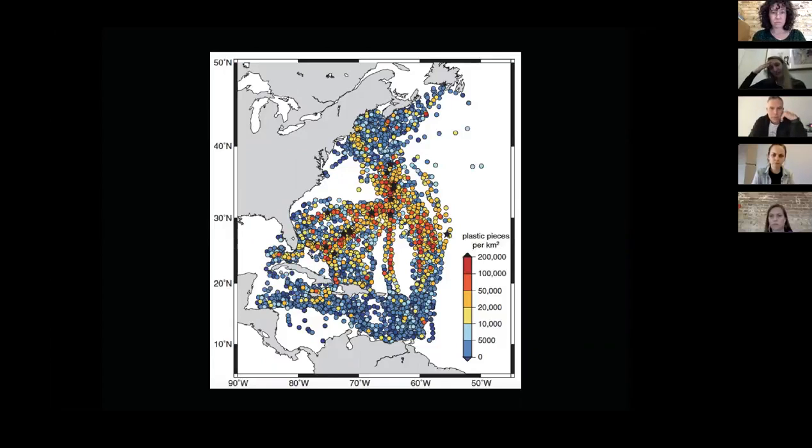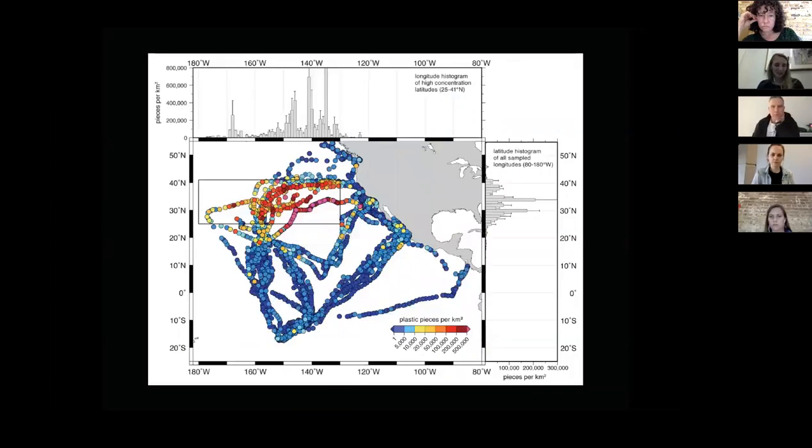And really, it's hard to see here, but the black stars are where we saw more than 200,000 pieces per square kilometer. So you can really see that they're centered on this 30 degrees north line. And yeah, there's a lot of plastic, but there's much more in the Pacific for a lot of reasons, which I can go into if people are interested.